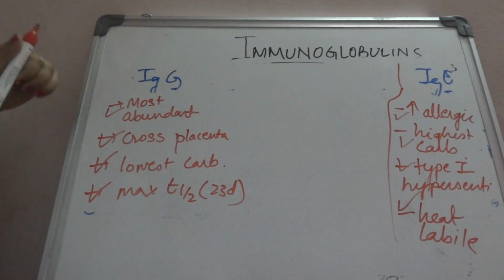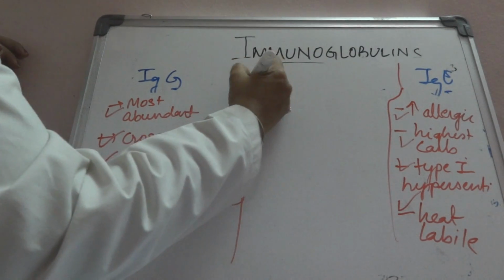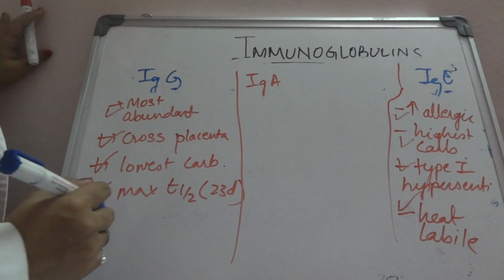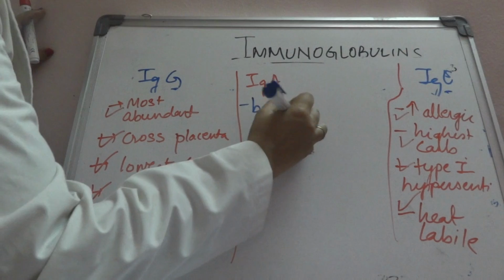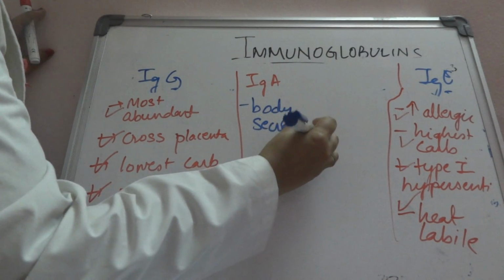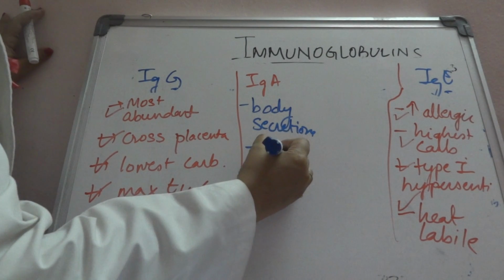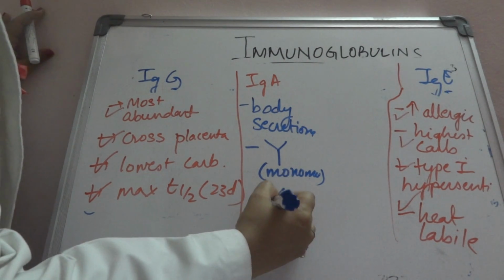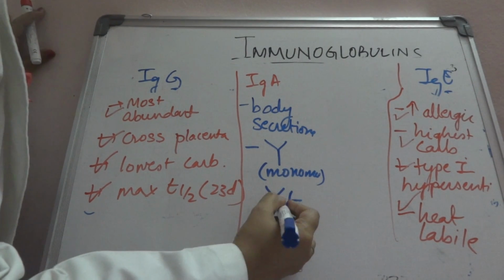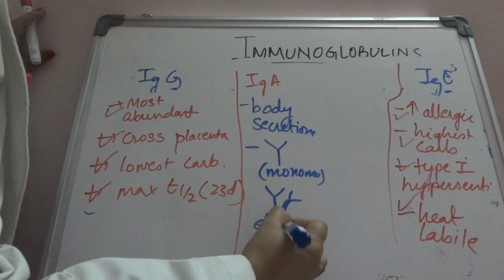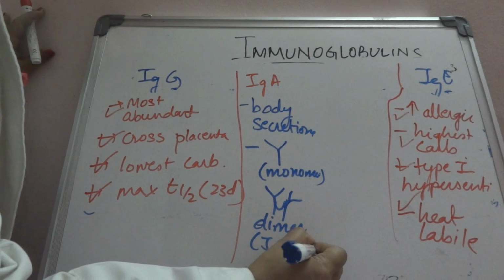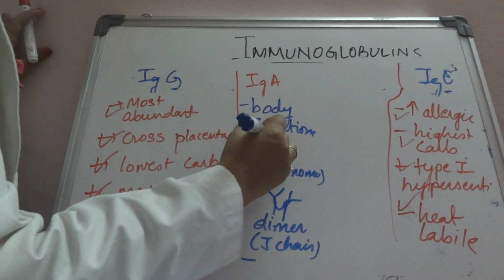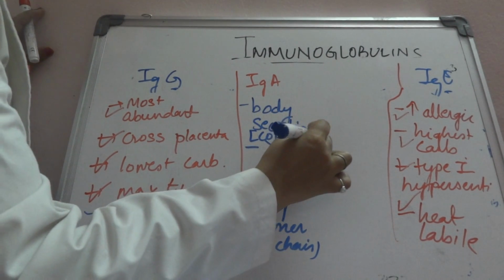Coming to IgA. Now what does IgA do? IgA is present in secretions, in all body secretions. IgA can be present as Y, that is a monomer, the diagram we saw, or as Y joined by a J chain. So it is a dimer joined by a J chain. This much we have to remember. And the next important thing is that it is most importantly present in colostrum.